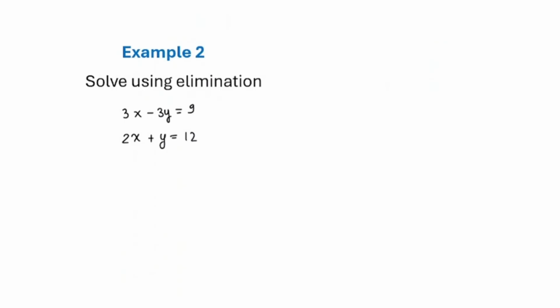In the first equation, we have minus 3y. In the second equation, we have plus y. To turn plus y into plus 3y, we multiply the whole second equation by 3. This is where students often make a mistake. We must multiply every term in the equation, not just the y term. So the second equation becomes 6x plus 3y is equal to 36. The first equation stays the same.